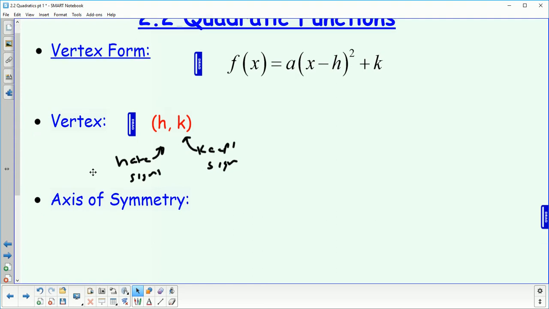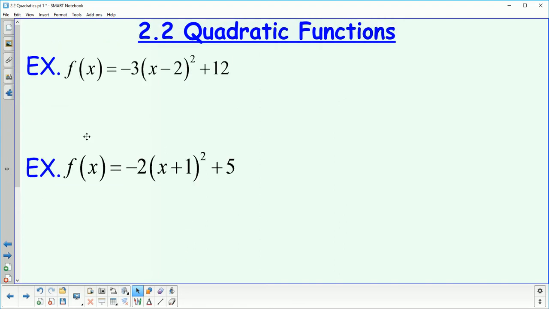Now the axis of symmetry is always that imaginary dotted line that goes right down through the vertex. It's going to be a vertical line, so it's always going to have the equation x equals h. So it's important that we write this as an equation. We don't want to write just the number. We need to write the equation, which means x equals whatever that number is.